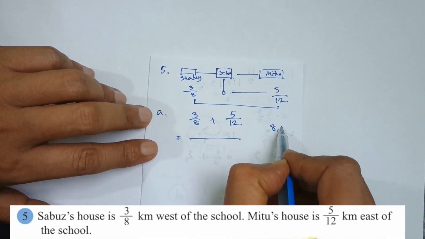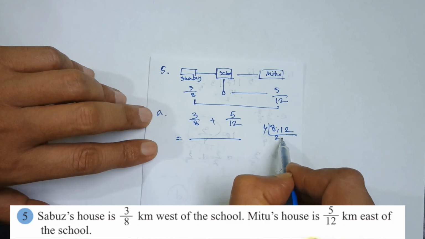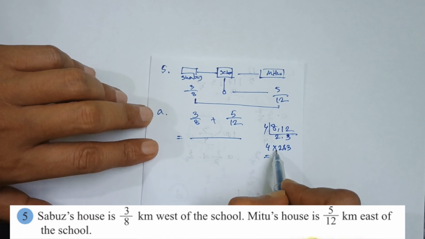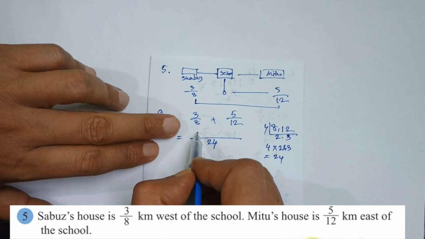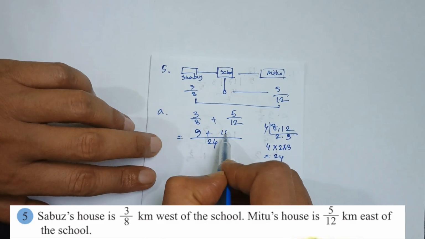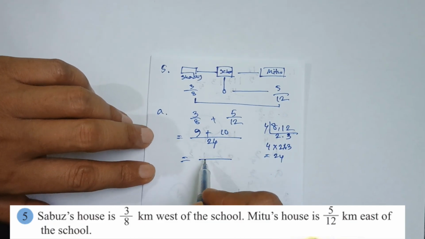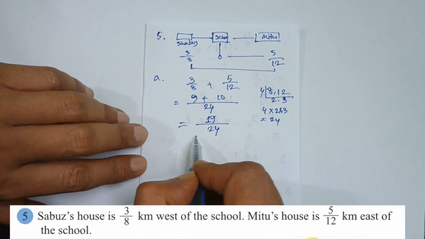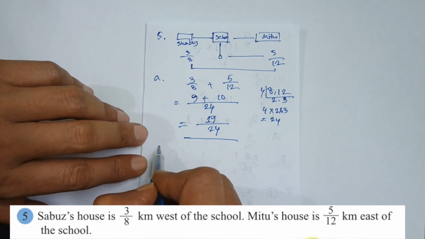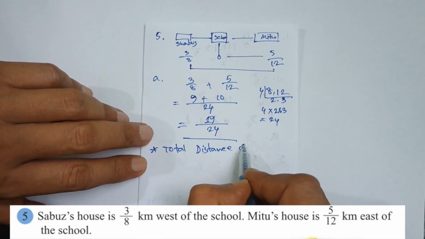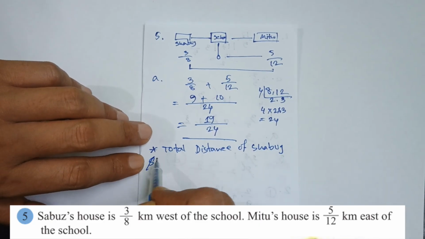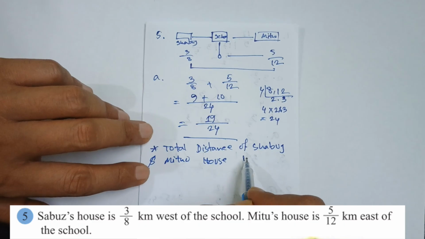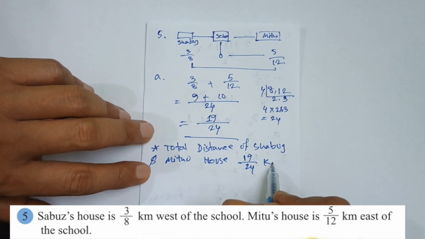The denominators are 8 and 12, and the common denominator is 24. 8 times 3 is 24, 12 times 2 is 24. So 3 times 3 is 9 plus 2 times 5 is 10, then 19 over 24. Then the answer to A: the total distance between Shobu's and Mitu's houses is 19/24 kilometers.